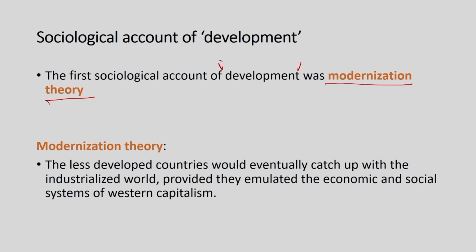The first sociological account of development, as we have discussed, was modernization theory. The modernization theory postulates that the less developed countries would eventually catch up with the industrialized world, the first world, the Western capitalist world, if they emulate the economic and social systems of Western capitalism.